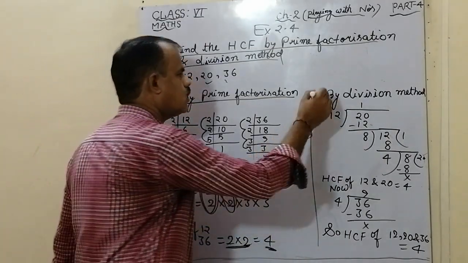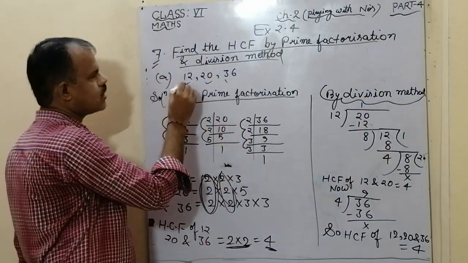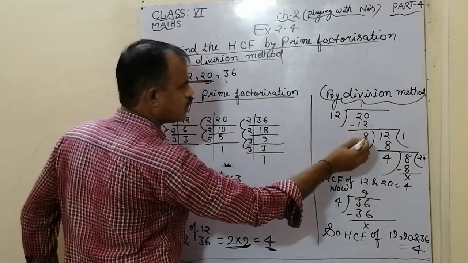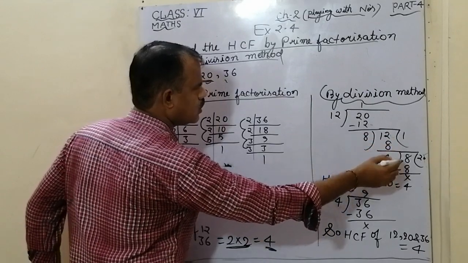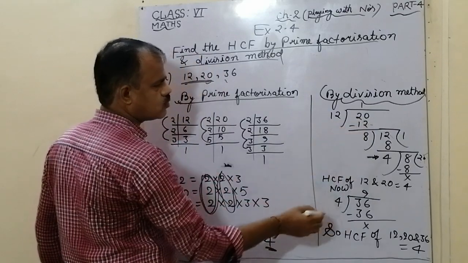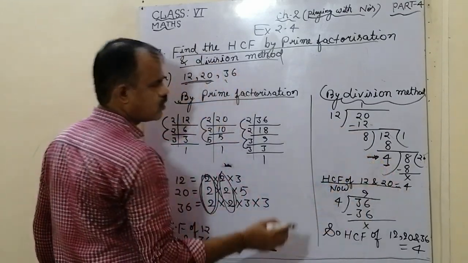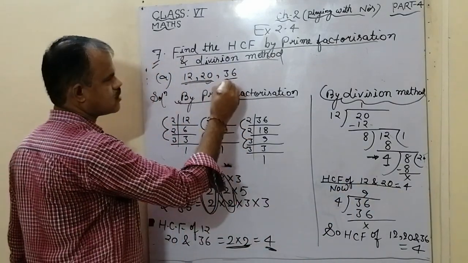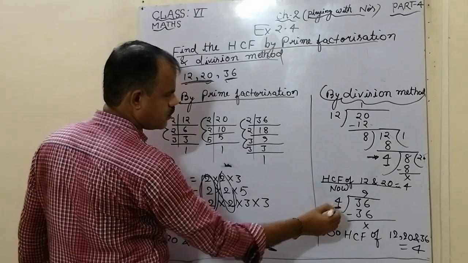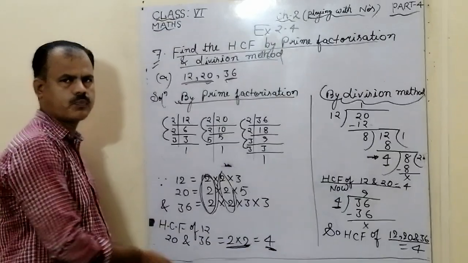Now see here, by the division method. First we have to find the HCF of these two numbers, 12 and 20. 12 1 is 12, remainder 8, 8 1 is 8, remainder 4, 4 2 is 8. So 4 is the HCF of 12 and 20. Now 4 and 36, the last number. 4 9 is 36. So this is the final HCF. So the HCF of 12, 20, 36 is 4.